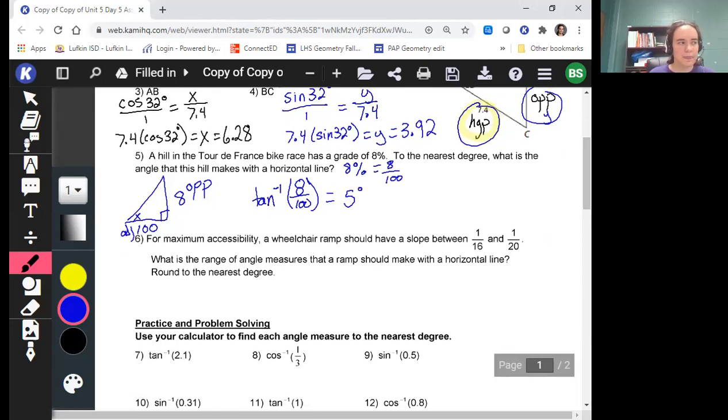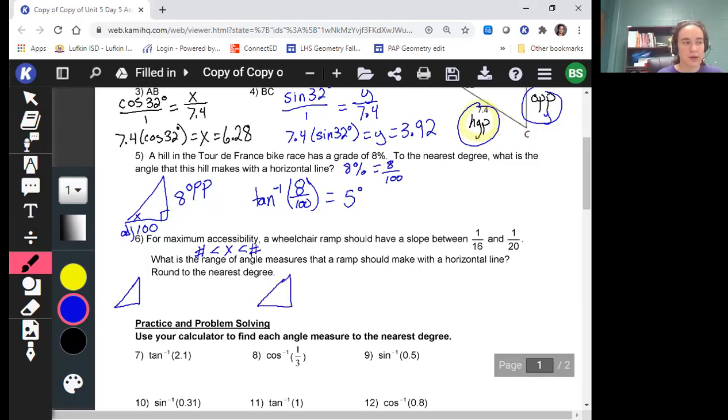And our last one, for maximum accessibility, a wheelchair ramp should have a slope between 1/16 and 1/20. What is the range of angle measures that a ramp should make with a horizontal line, rounded to the nearest degree? So remember from our previous unit that for a range, you have to have a lower number less than x, less than a higher number. And we have 2 slopes here. So we need 2 triangles. So we have a triangle for our 1/16 and a triangle for our 1/20.